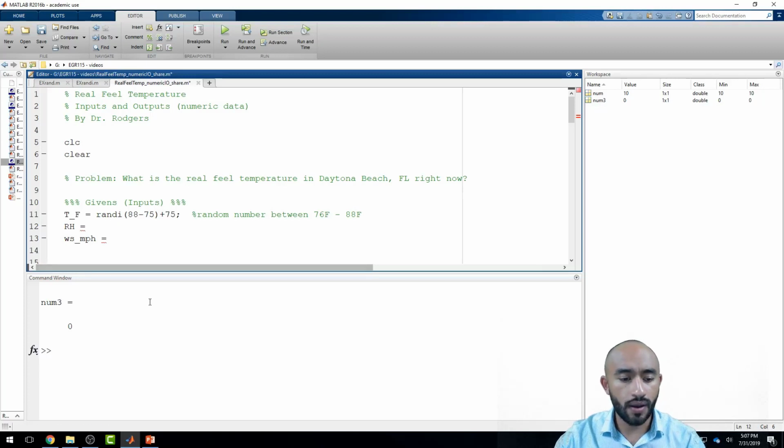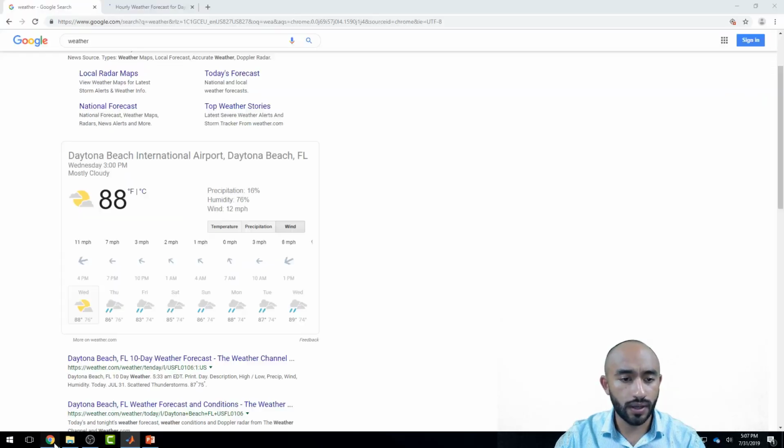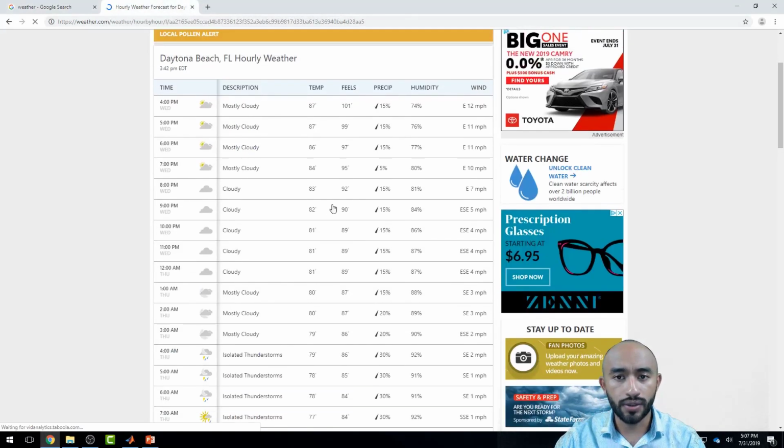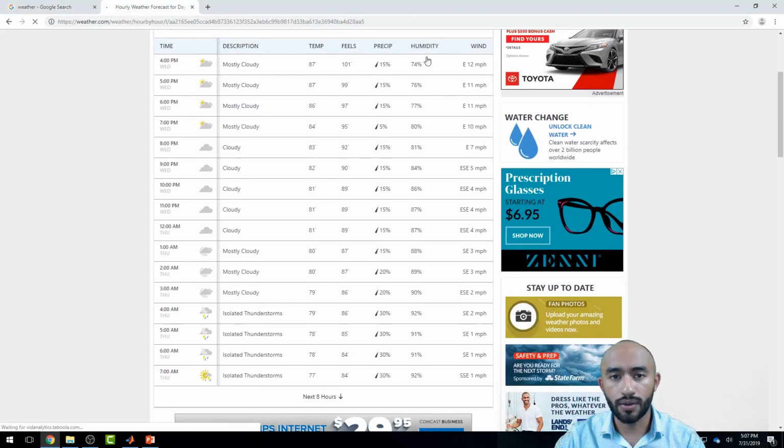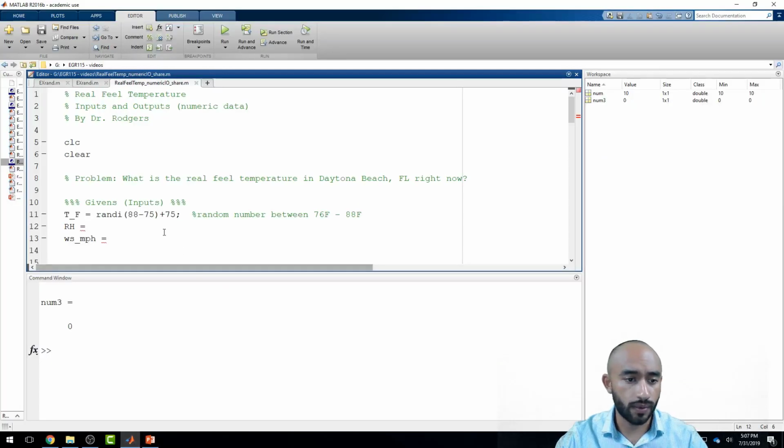In the case of the humidity percentage, I cannot use the overview. I need to go to the detailed version of the forecast for today. We see that for today, they give a humidity percentage hour per hour, and the humidity is going to range from 74 as the lowest to a maximum of 92%. So that's going to be my range for the humidity.